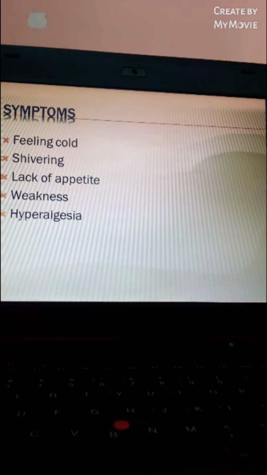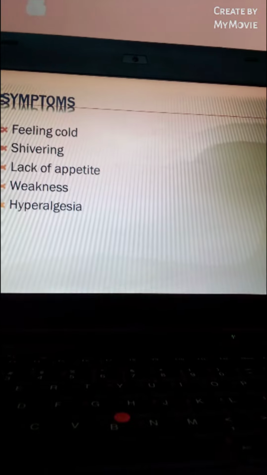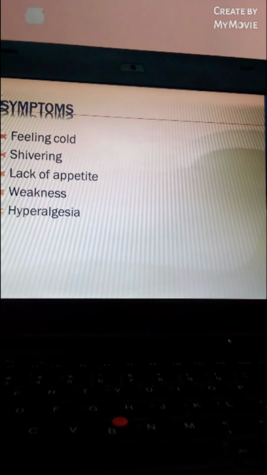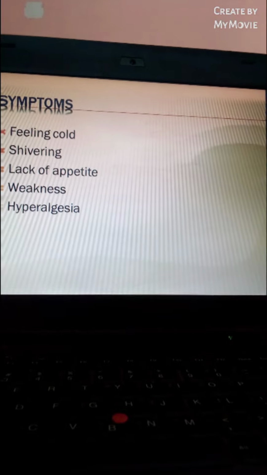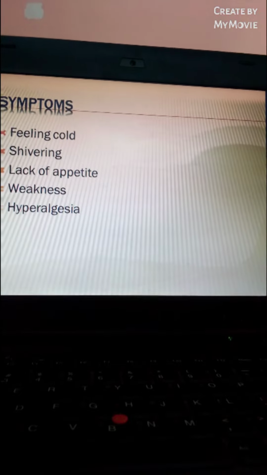What are the symptoms at the time of fever? Feeling cold when nobody else does, shivering, lack of appetite, weakness, hyperalgesia, that means increased sensitivity to pain.